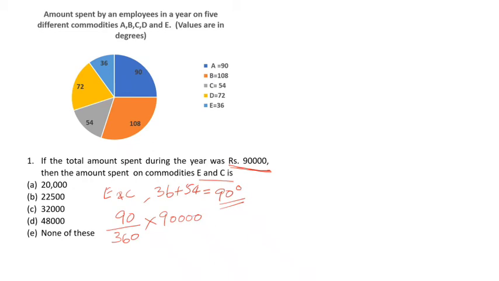I told you, 90 and 360, you can cut the 0 and 0. 9 fours are 36, so 1 by 4. Then this 4 and 90,000 you can cut. We get 22,500. So 22,500 is the answer. Accordingly, you can mark answer B as the correct option.